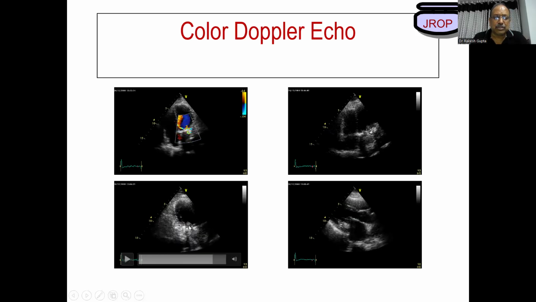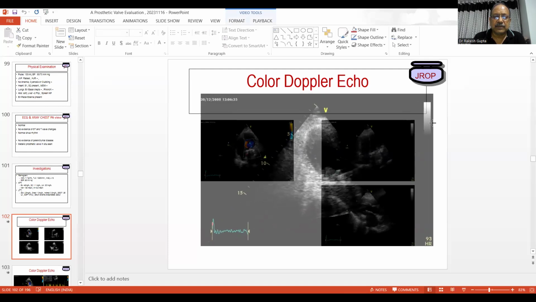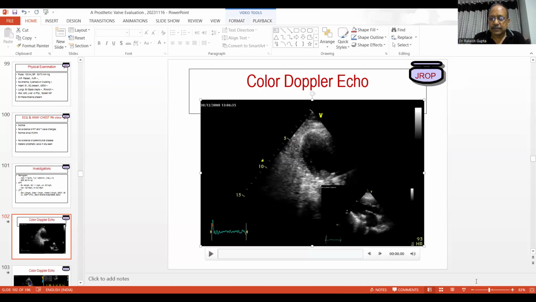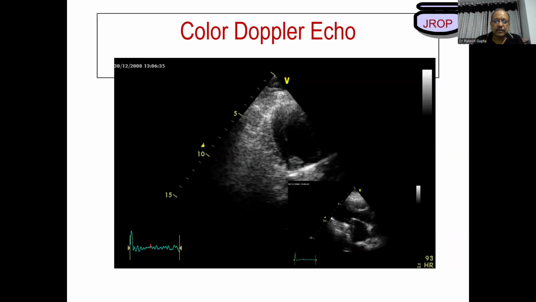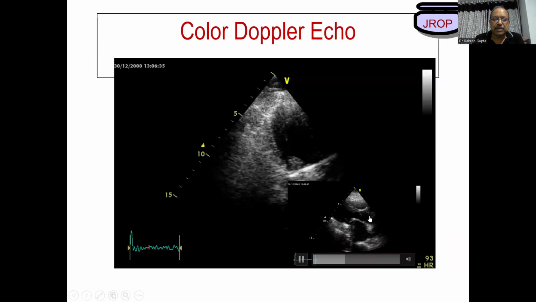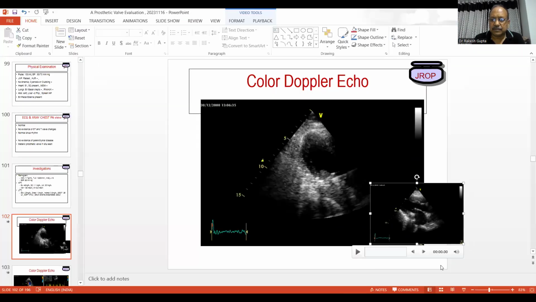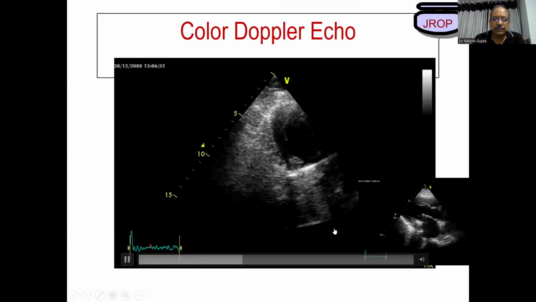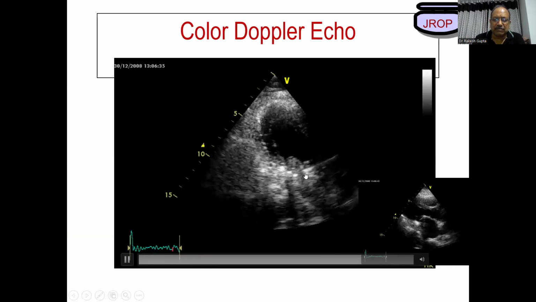If you allow me, let me zoom up this picture for you. You'll be able to see the pannus much better. Now you can see this pannus very carefully. Can you see this mobile echo density on the ventricular side of the mitral valve? And these are the leaflets. Here is the mobile echo density.